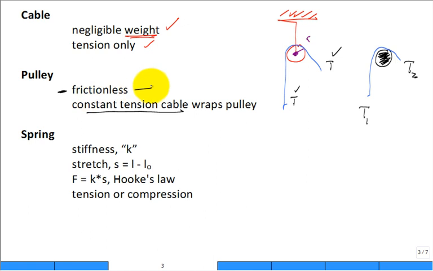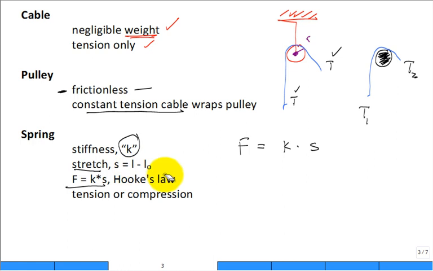Okay. And then everybody's been exposed to springs. So a spring has a stiffness, K, a property of the spring. And we have Hooke's law, which says that the force in the spring is the stiffness of the spring times the stretch, and depending on how you write it, if the stretch is negative, it would be a compression. So the spring can be in tension or compression. It's a linear spring. And that stretch would be the current length of the spring minus L naught, the unstretched length of the spring.